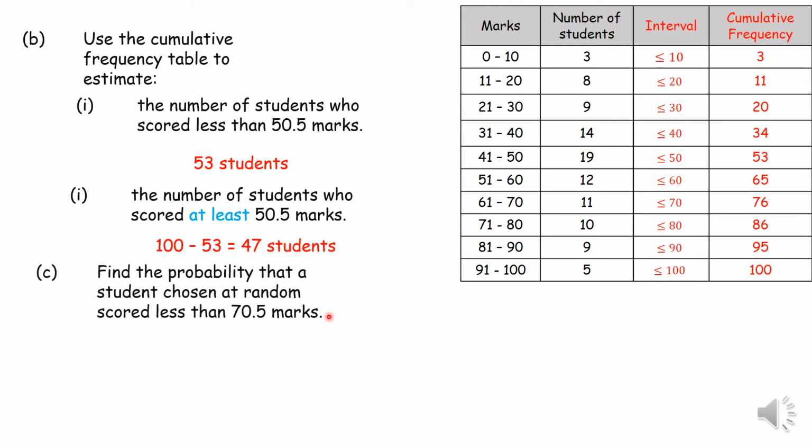Right, so this question is just a small probability question. They say find the probability that when you choose a student at random, that student scored less than 70.5 marks. So the learners who scored less than 70.5 marks, we're going to have 76 of them out of 100, and that simplifies to 19 out of 25.